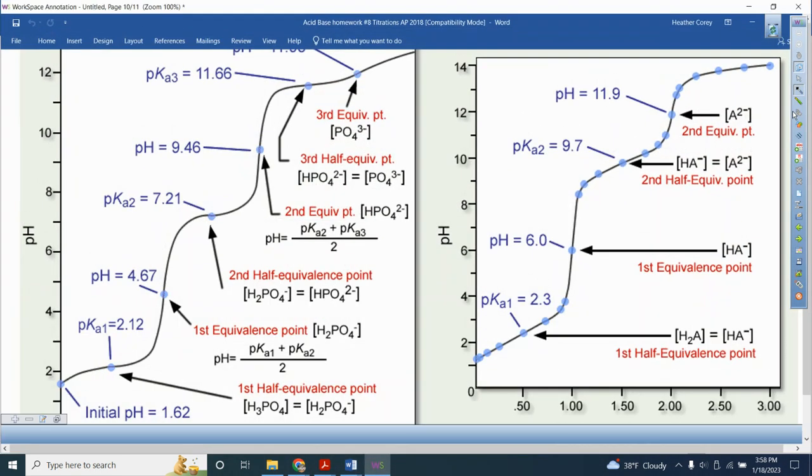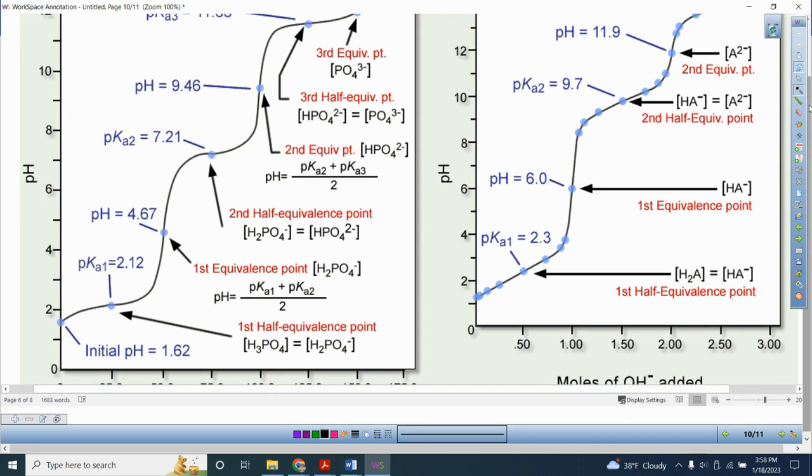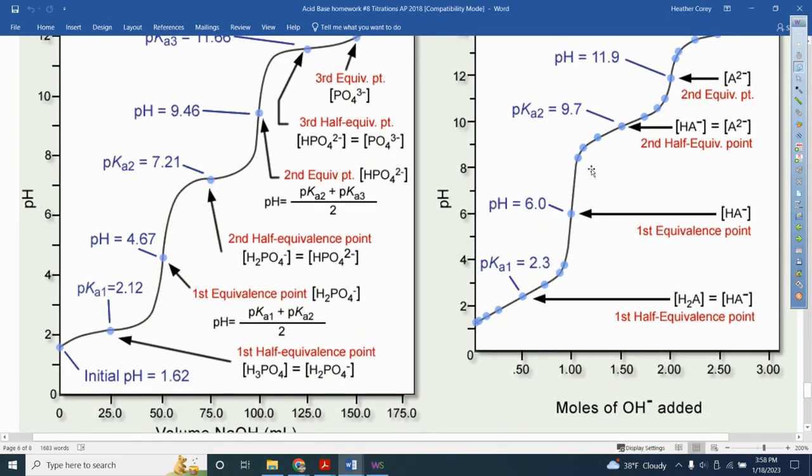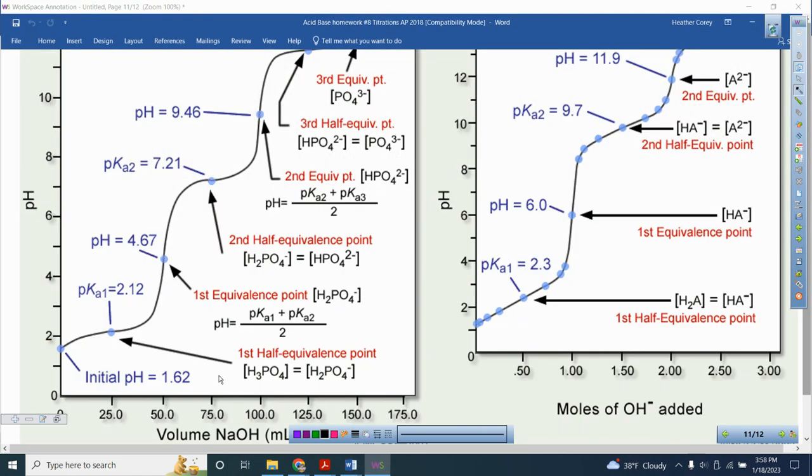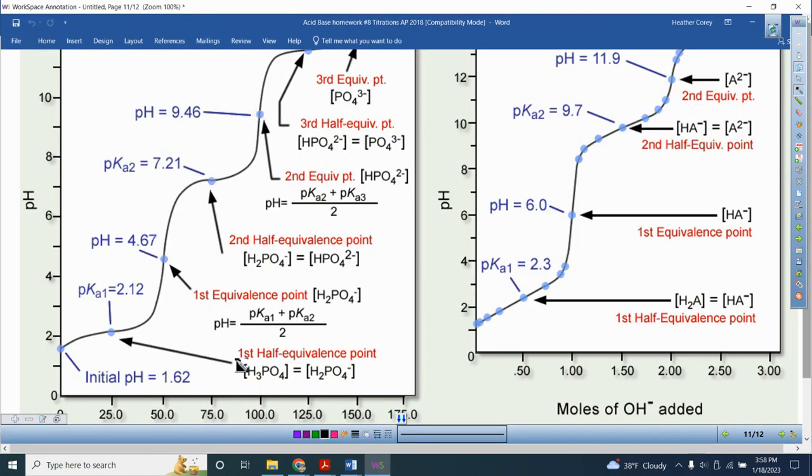the first titration, halfway to the equivalence point, I'll scroll down so you can see these numbers here. Okay, so at halfway to the equivalence point, the H3PO4 and the H2PO4 minus are equal concentrations. Half of this is left over, half of this is formed.